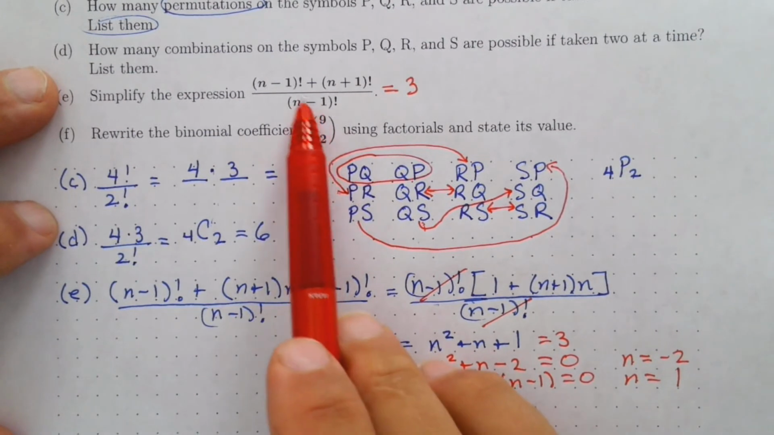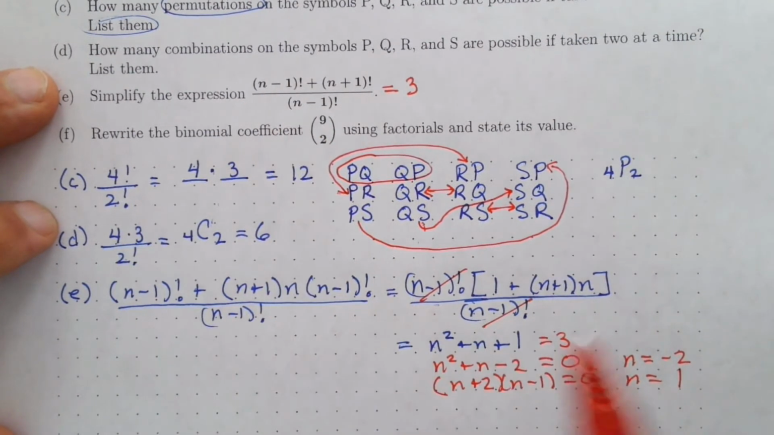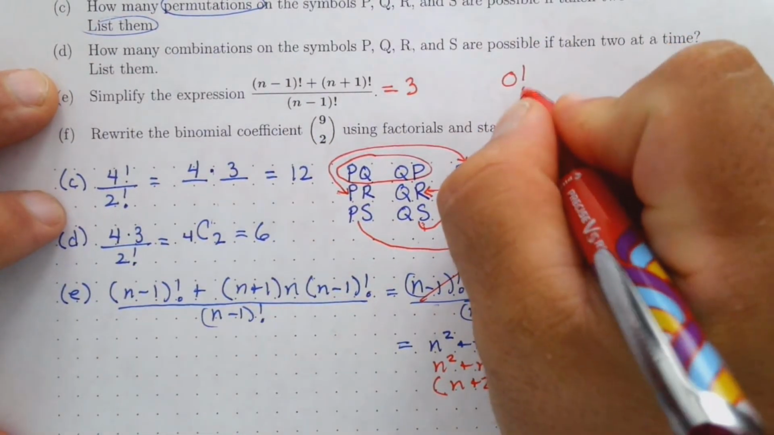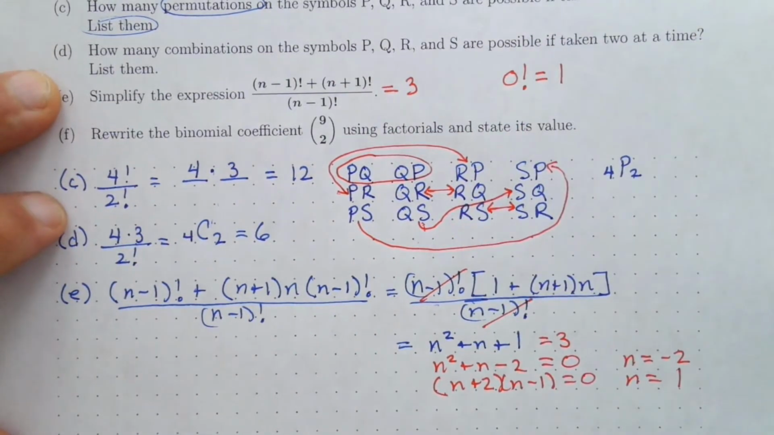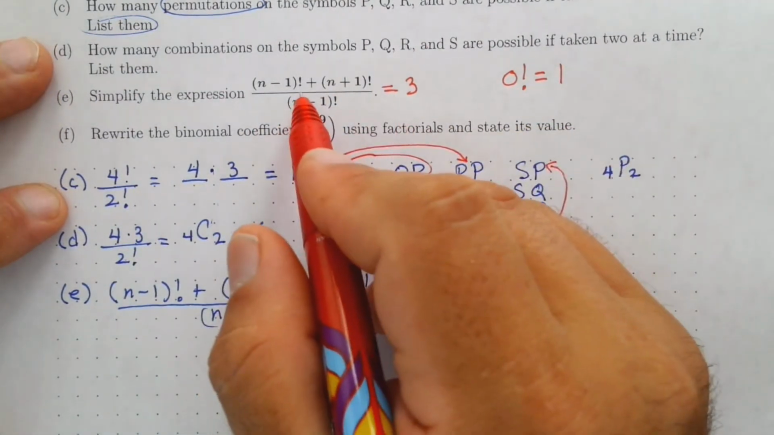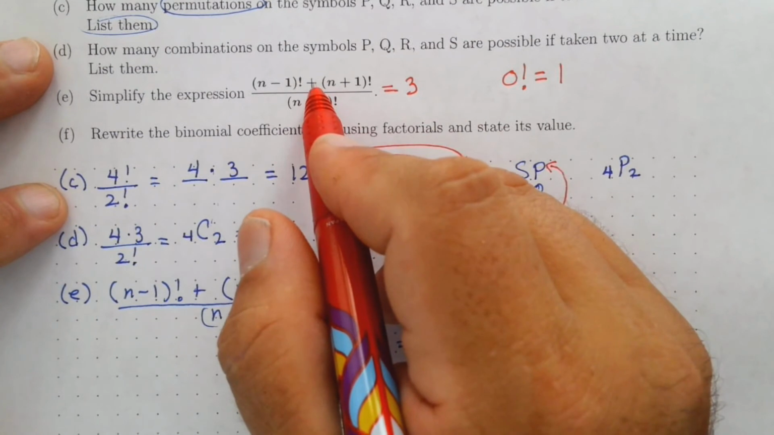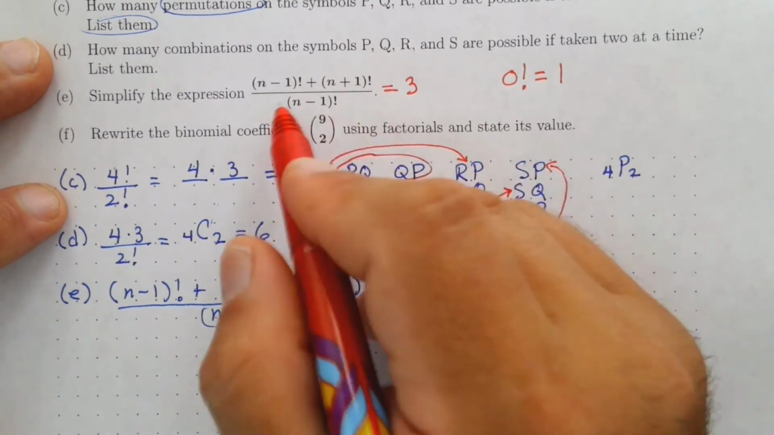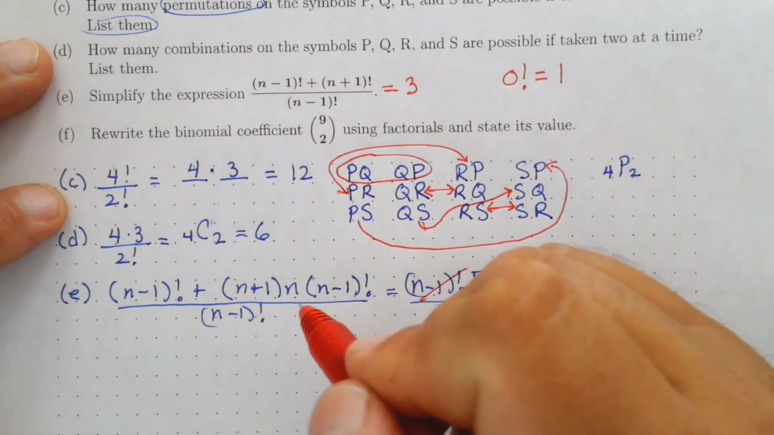If n equals 1, well, I have 0 factorial. Well, 0 factorial is fine because 0 factorial is defined to be 1. And how many ways can I organize 0 objects? Well, there's only one way. There's no organization for it. Right? So if I had this set up, I'd be able to say, okay, well, yes, for sure. 0 factorial plus 2 factorial divided by 0 factorial is, in fact, 3.